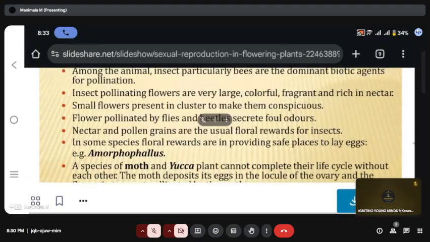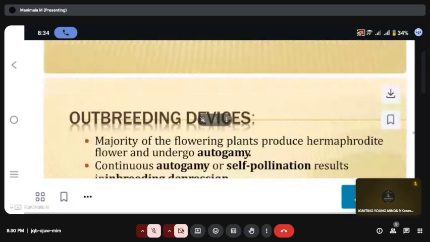Make a note of it. Amorphophallus, moth and yucca, viola plant. It has a characteristic marking to guide the insect to reach the ovary or the stigma. That is an important character of some of the plants.